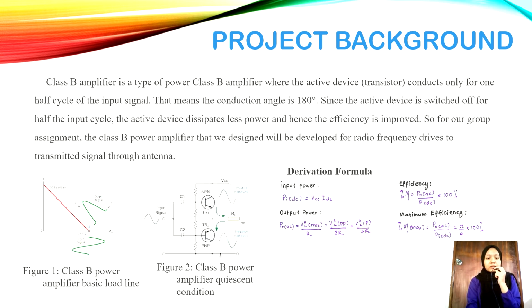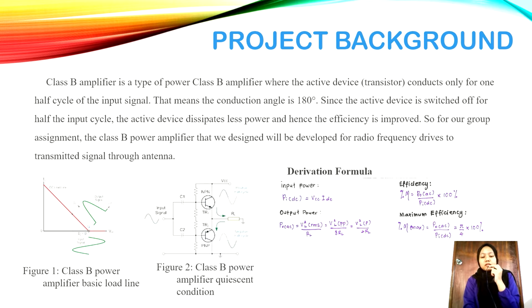In figure 1, there is a Class B power amplifier basic load line. Figure 2 is a Class B power amplifier quiescent condition. Class B power amplifier is also known as a push-pull amplifier.